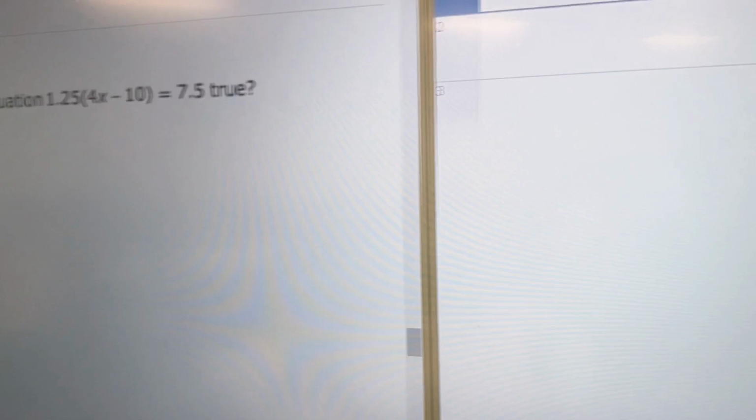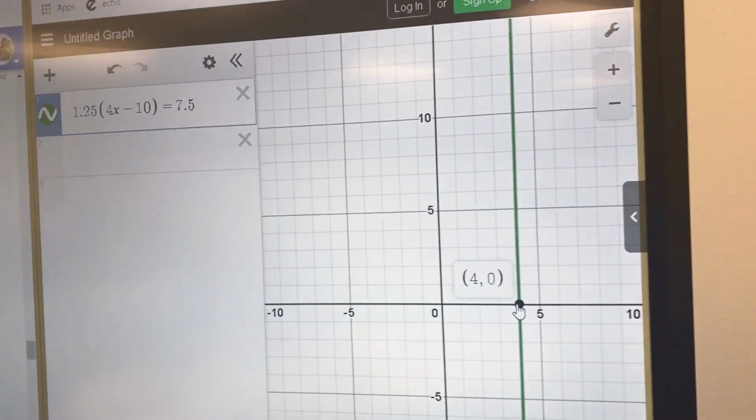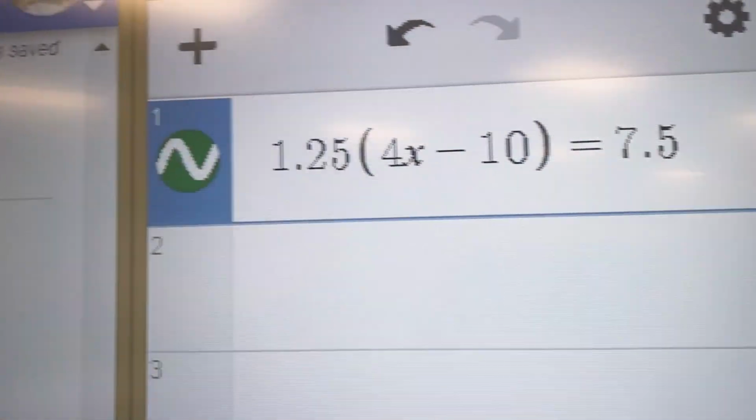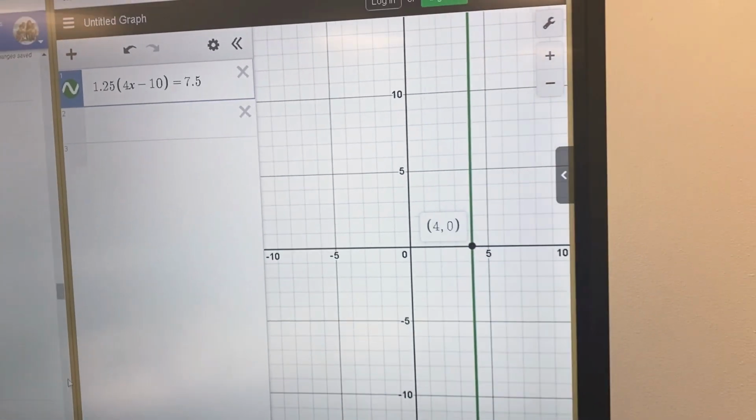Y'all see how we can use that? Mom gave me the wrong answer. Yeah, double check your equation. Make sure. You got it? Okay. All right, guys. That's the in-solve method on Desmos. It works the same way.